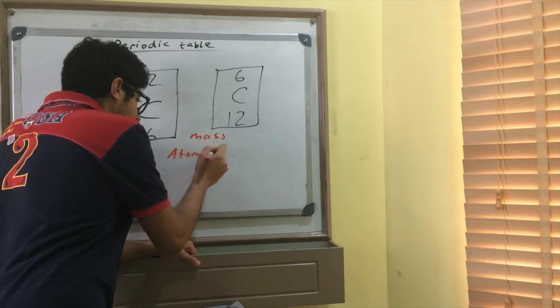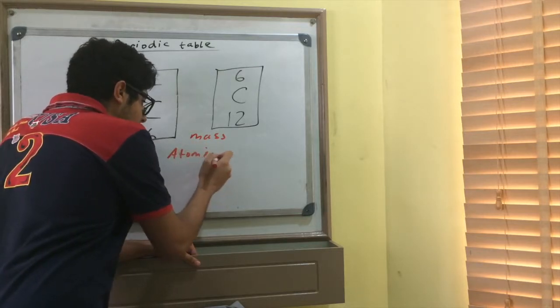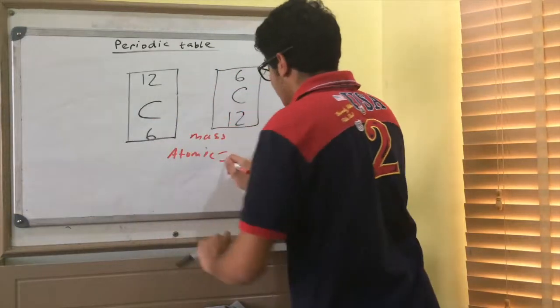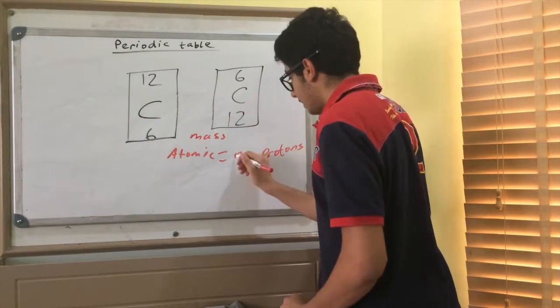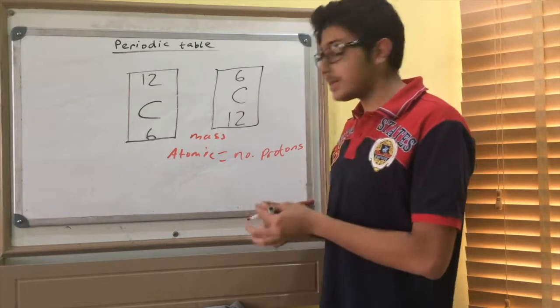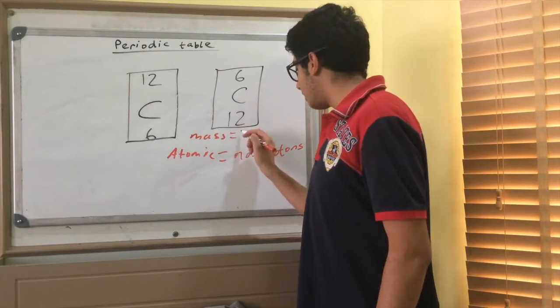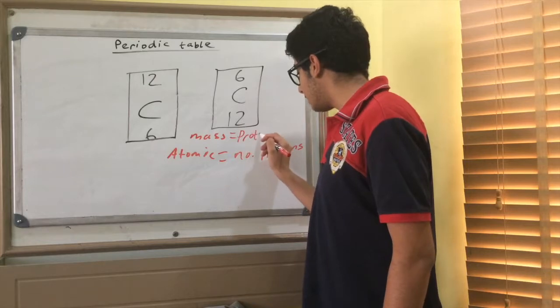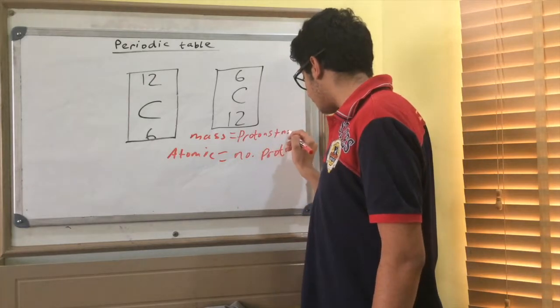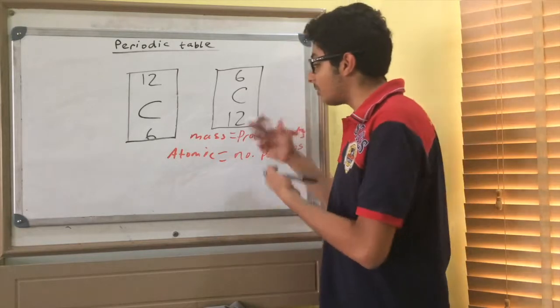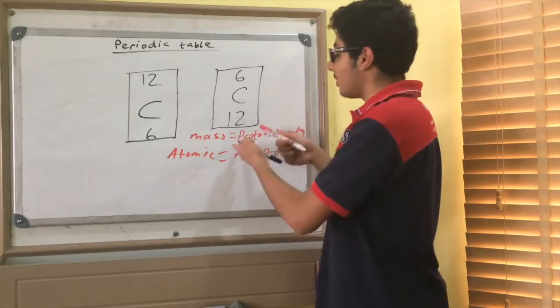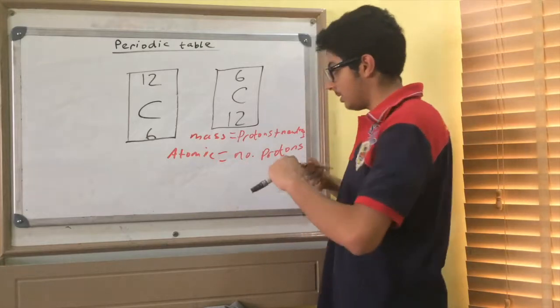Now, what do atomic number and mass number actually mean? The atomic number is the number of protons in the element, and the mass number is the number of protons and the neutrons in the element. So that's why you would expect the mass number to always be bigger than the atomic number.